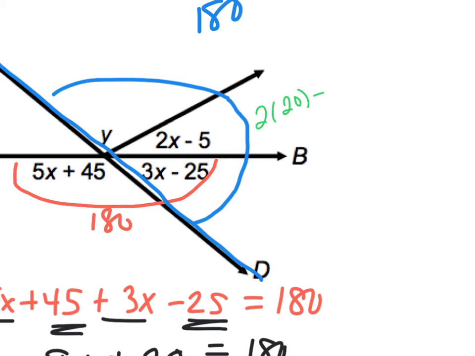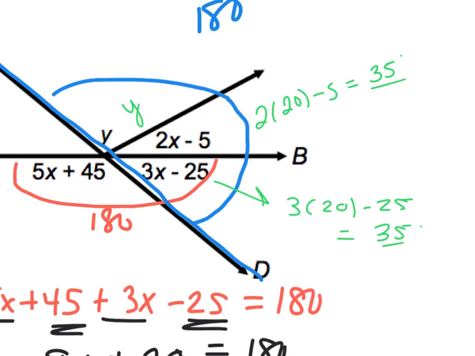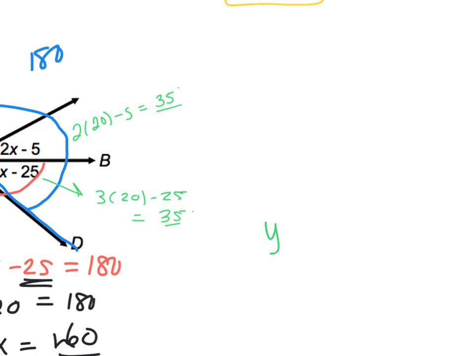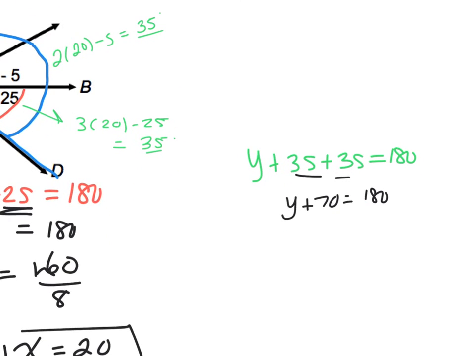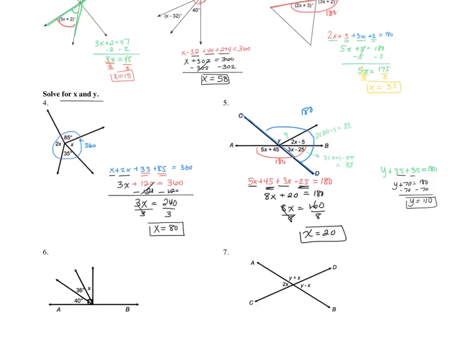2 times 20 minus 5 is 35. 3 times 20 minus 25 is 35 degrees. So I have a 35-degree angle and a 35-degree angle, and y, equal to 180. So I'm going to do y plus 35 plus 35 equals 180. I combine my like terms, so I get y plus 70 equals 180. And then I subtract by 70 on both sides and get y equals 110. That's your final answer. X is 20 and y is 110.